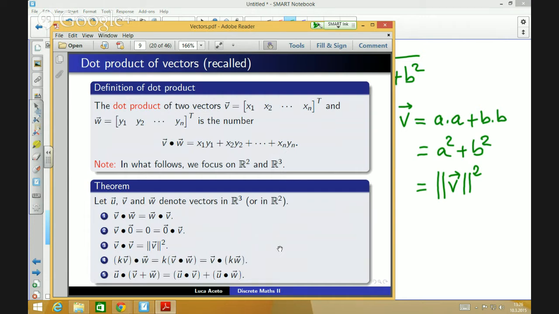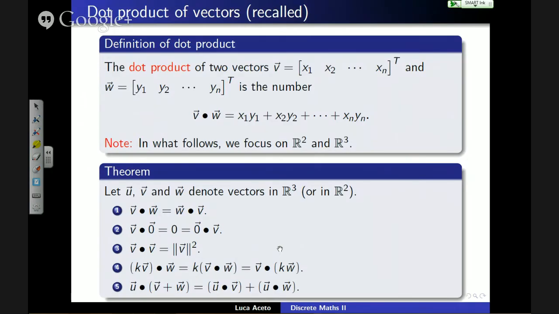Okay, so here are two more properties of the dot product that tell us how the dot product interacts with scalar multiplication and with summation of vectors. Suppose that you want to take the dot product of K times V and W. Well, that's K times the dot product of V and W. I encourage you to try and convince yourself that that's the case. It's just a matter of using this formula.